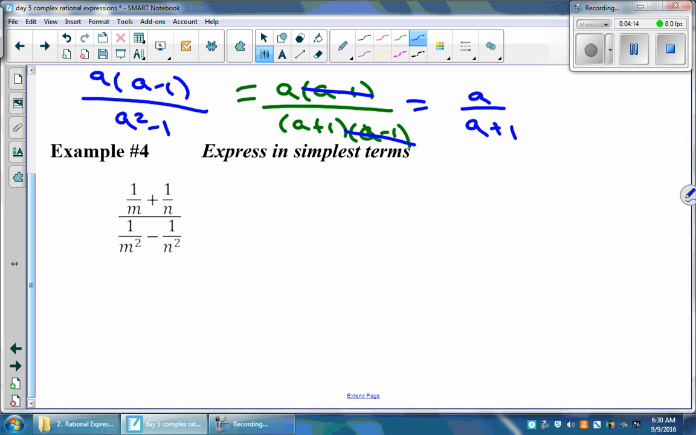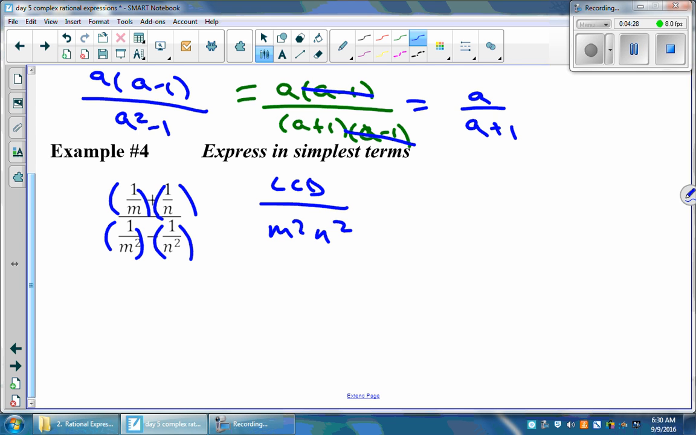Next example, same idea. We're going to find a common denominator. Common denominator is going to be m squared n squared. Again, if we have the same variable raised to different exponents, it's the larger exponent that we're going to use. So I'm going to multiply each of these fractions by that common denominator, which is m squared n squared, m squared n squared, m squared n squared, and m squared n squared.